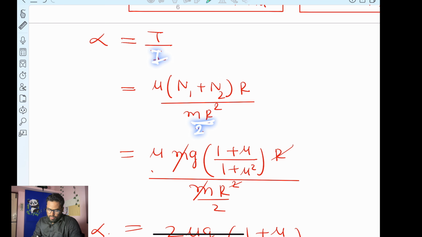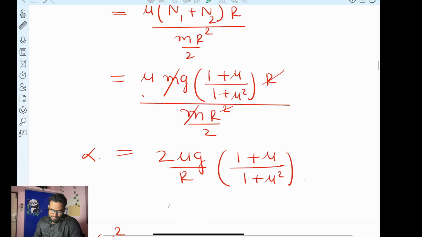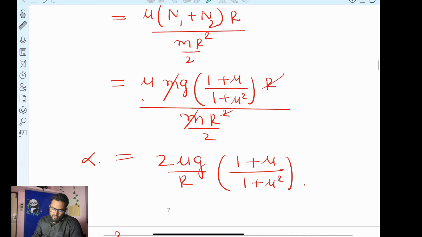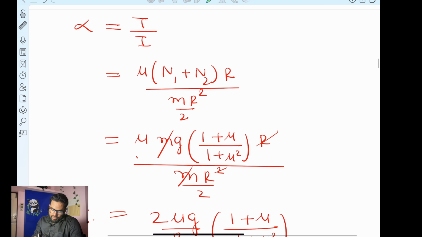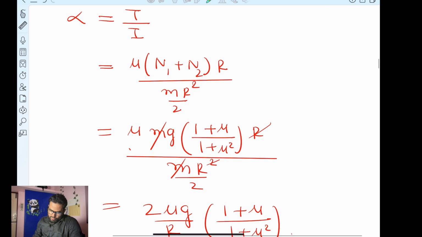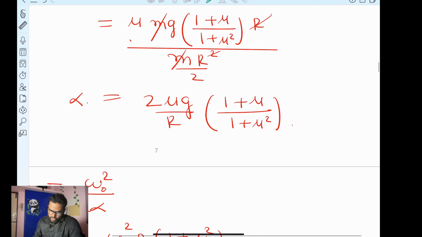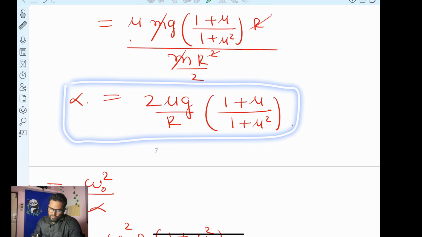The inertia of this disc would be mr square by 2. Now putting the values, mu (n1 plus n2), so n1 we have here and n2 we have here, adding them we will get this value. Then it's just further simplification. So we got the value of alpha. Okay, alpha is clear, right?